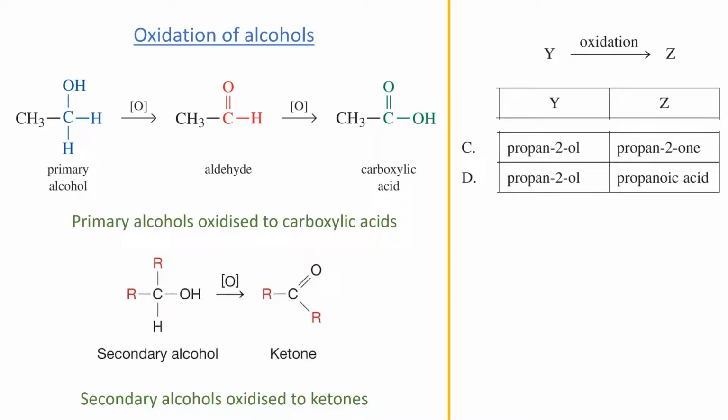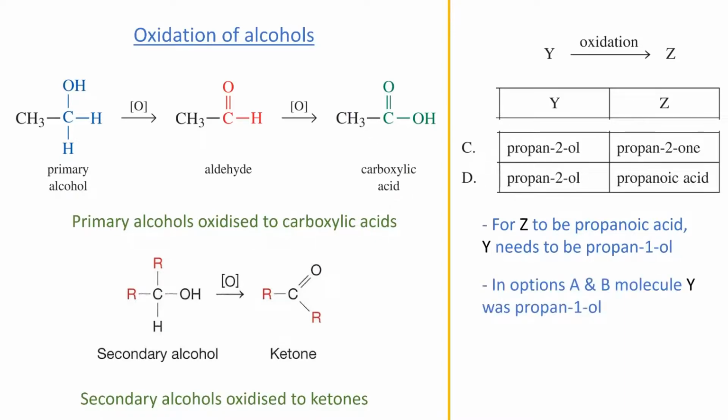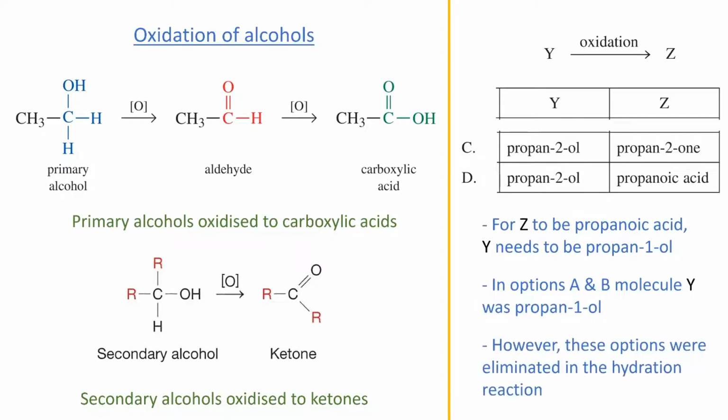In our question, for the final molecule Z to be propanoic acid, Y would have to be 1-propanol, a primary alcohol. Options A and B had 1-propanol as molecule Y. However, these were eliminated when looking at the first step in the process, hydration. Therefore, option C was the only possible answer, as molecule Y was a secondary alcohol.